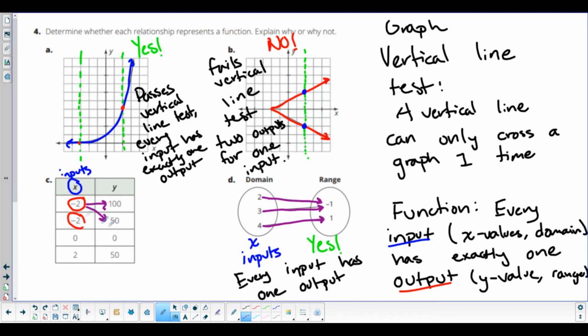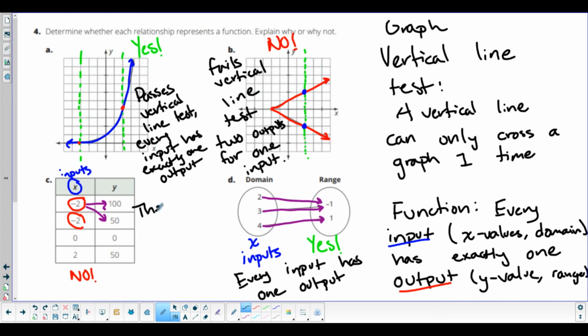And they go to 2 different numbers. So that breaks the rule. That's a no, right? One quick way to check: if there's ever more than one arrow stemming from an input or a domain element, then it can't be a function, right? And that happens here. If I drew these arrows out, -2 goes to 100. -2 also goes to 50.